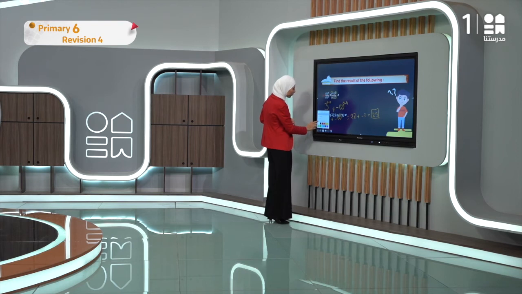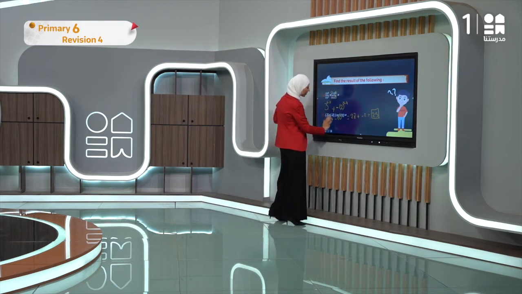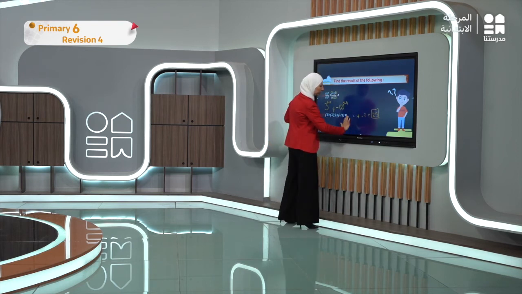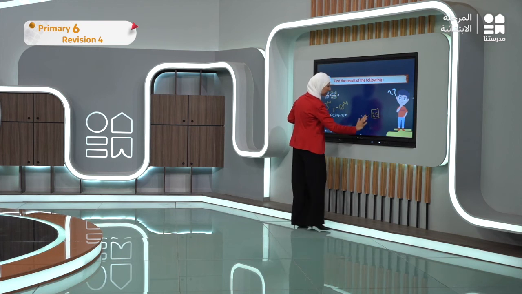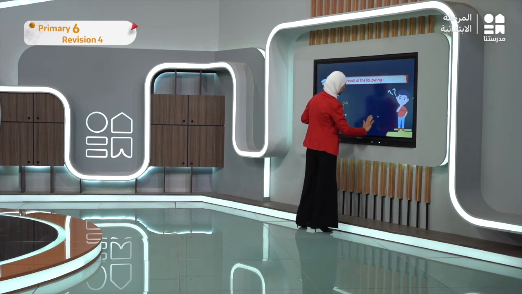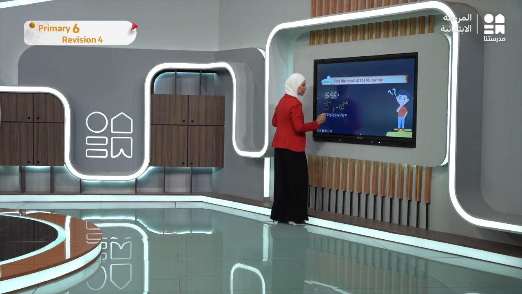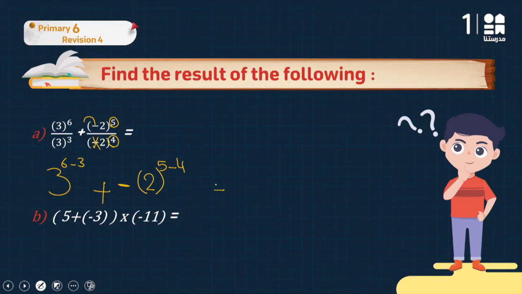I have to remove what we answered. I will go on to complete it beside. So it would be 3 power of 3 plus negative 2. So it gives me 27 plus negative 2 equal 25. طيب, let's take the second one.